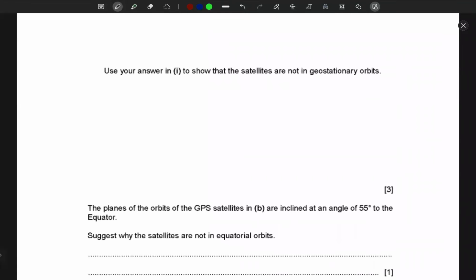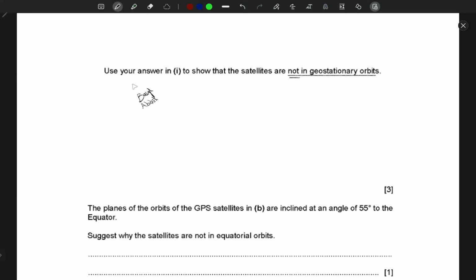Okay, so here he says to use your answer in part 1 to show that the satellites are not in geostationary orbits. So we have to show that the satellites are not in geostationary orbits. Okay, so can someone tell me a quantity that can mathematically describe geostationary orbits? How do I define geostationary orbits using a mathematical expression?